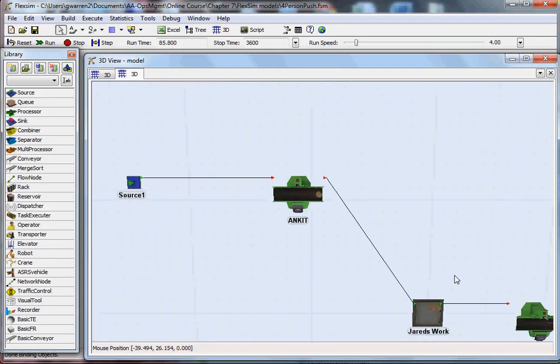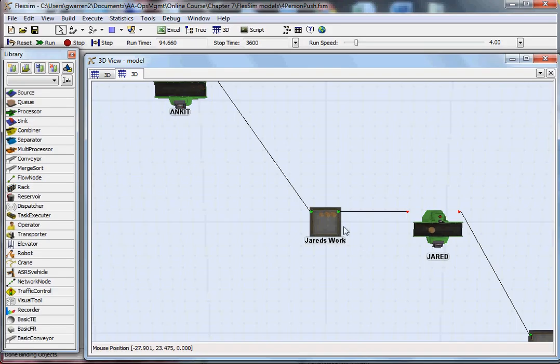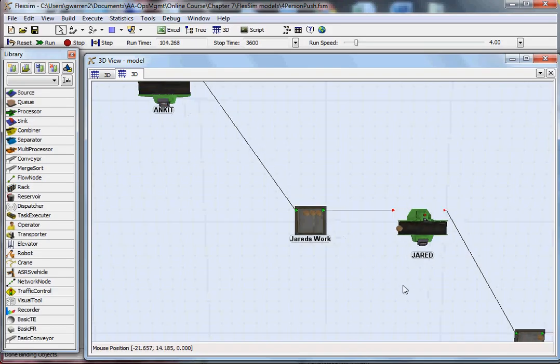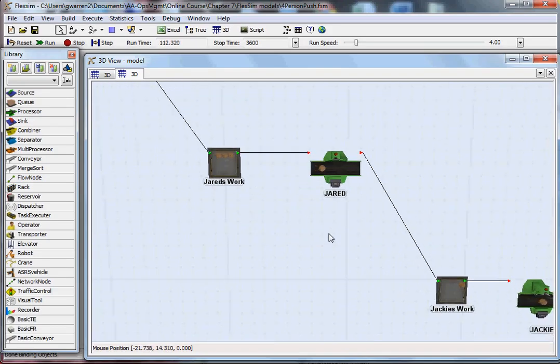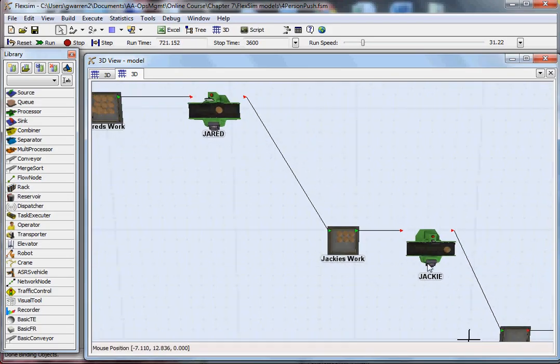Okay, let's see what accumulations we have. Jared's already got some work building up in front of his station, and so is Jackie. We can increase the run speed just a little bit here and have the planes go through faster. And then the model allows us to observe what the utilizations are at the two workstations. You'll see Jared's got some backup as we anticipated. That's the work in process that we saw in the original video. And Jackie's workstation is currently 94-95% utilized.